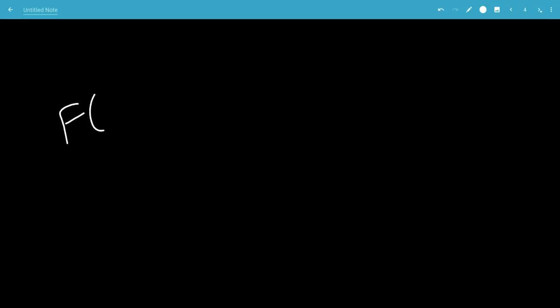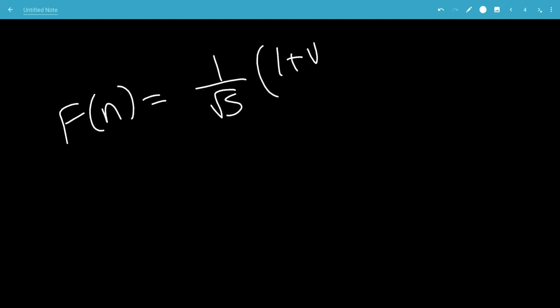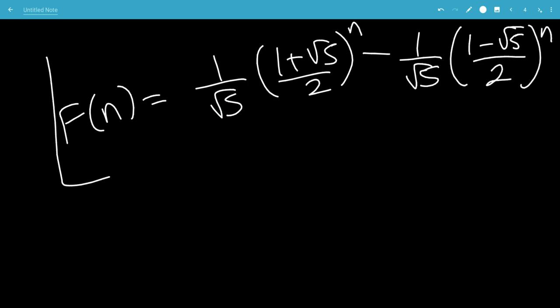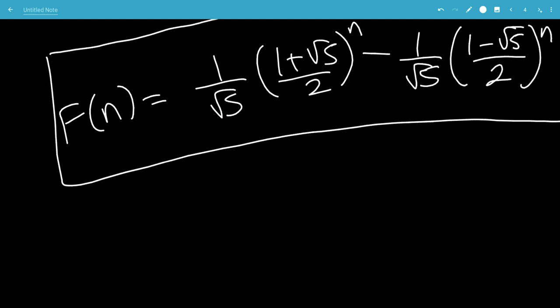So we have f of n will be 1 over square root of 5 times the golden ratio to the n power, plus minus 1 over square root of 5 times 1 minus square root of 5 over 2 to the n power. And that is the equation for the nth Fibonacci number, and that's the end of the video.